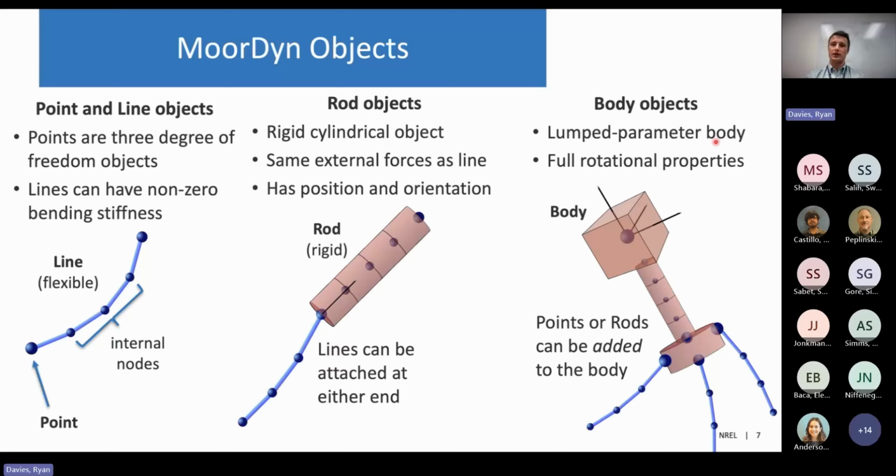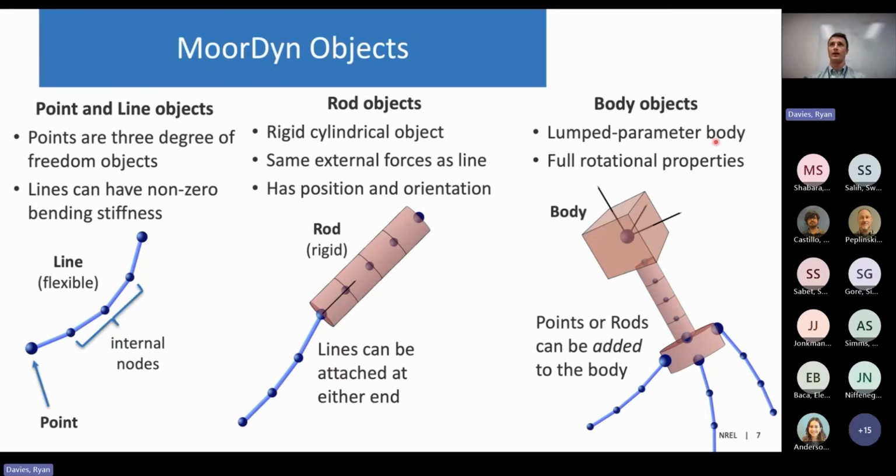The fourth object in MoorDyn is a body object. I think of a body as a scaffolding, right, that you can attach a bunch of things to. It has its own unique properties that you can provide. You can give it a moment of inertia matrix. You can give it an added mass matrix, a drag coefficient matrix as well.